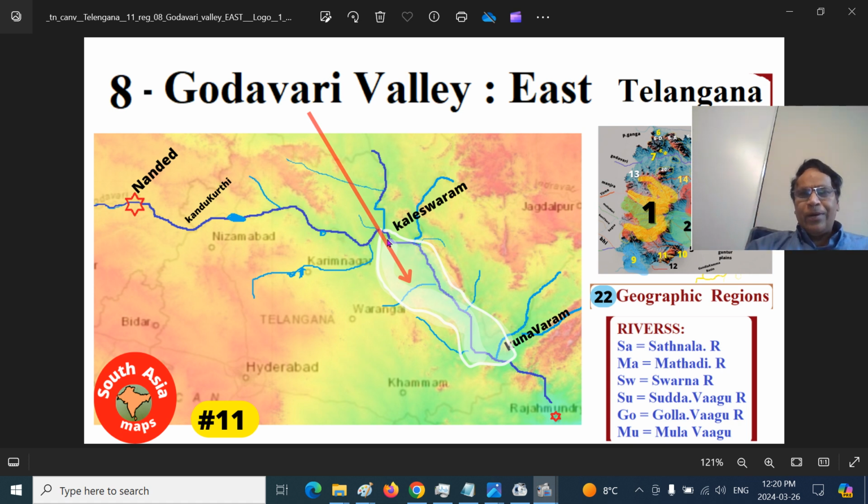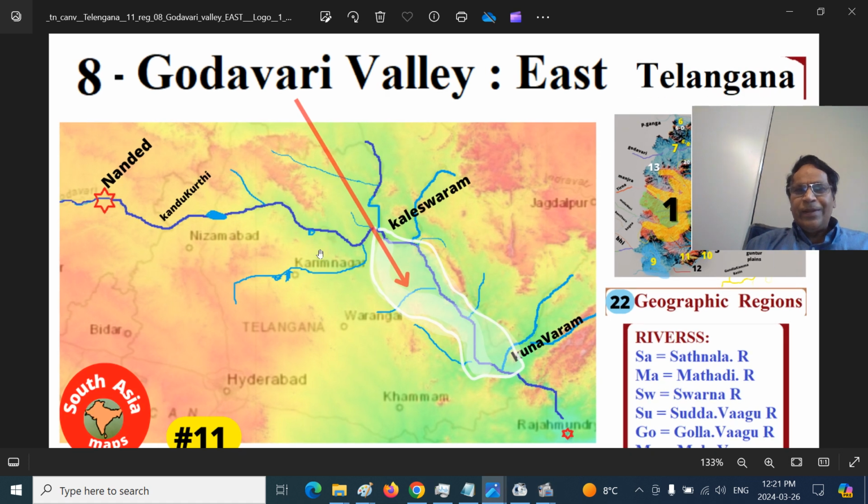From Kaleshwaram to Kunavaram, where the Shabari river joins, is the Godavari Valley East. Due to the 2016 border changes and adjustments, Kunavaram is now in Andhra Pradesh, but historically it was in the Godavari region. For varying times it was in Purbi Godavari, East Godavari, or given to the Khammam area, so there is some variation. We are not that picky about that, but broadly we can say Kunavaram to Kaleshwaram. This is the Godavari river, the Godavari Valley East.